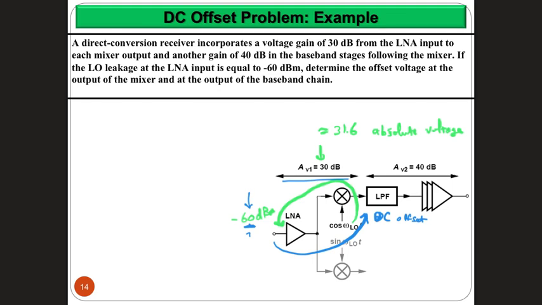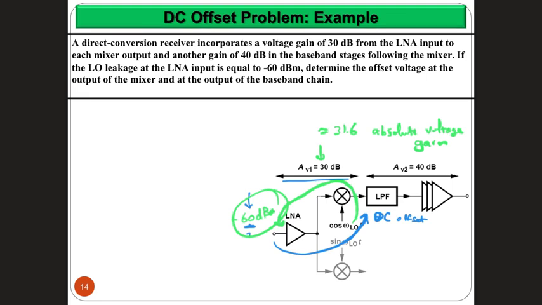But what's the input? OK. The input is given to you in dBm. Yes. You need to convert that to voltage. When you convert to voltage, we always assume what? 1 milliwatt, 50 ohm. 50 ohm load. So you always assume that you are across a resistor of 50 ohm.